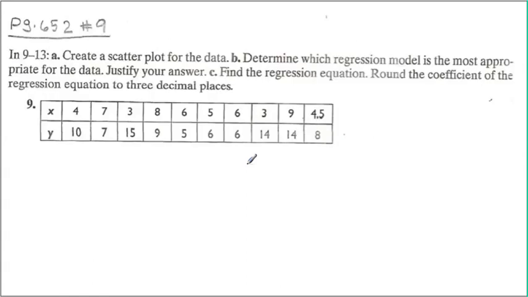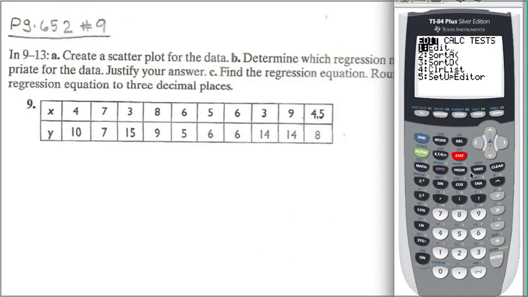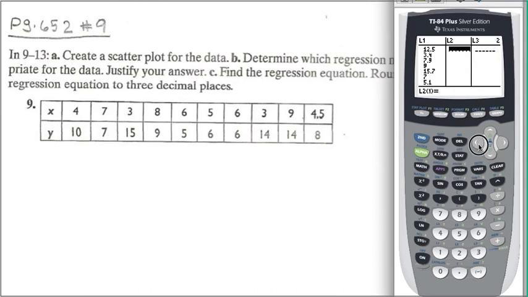Here, we want to create a scatter plot, and we need to determine which regression model is the most appropriate for the data. And we'll justify the answer, and we need to find the equation. All right, so let's try to do that then. We're going to first put those values in. Here we have 4, 7, 3, 8, 6, 5, 6, 3, 9, 4.5.